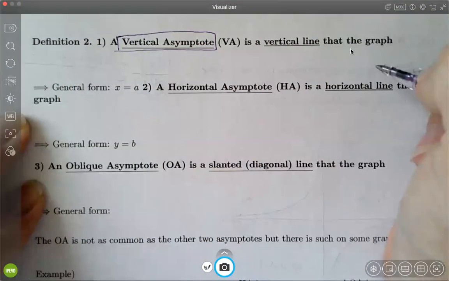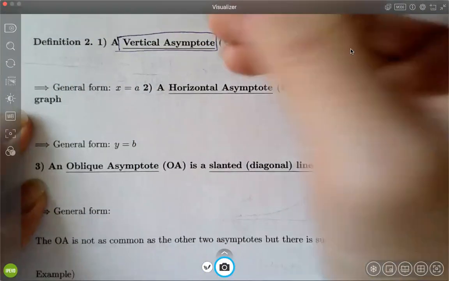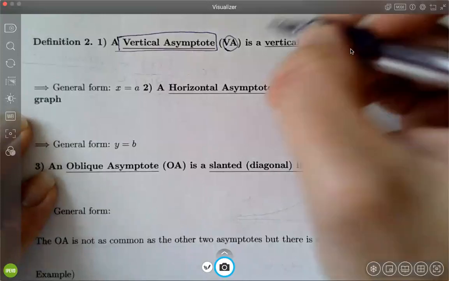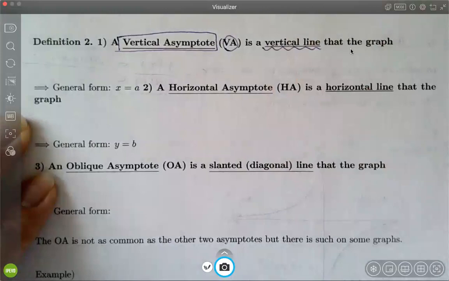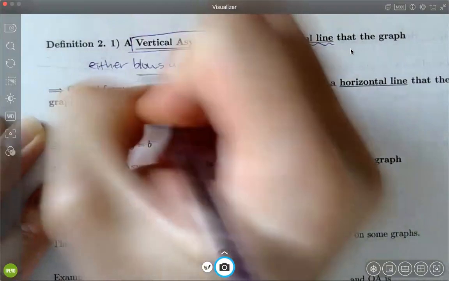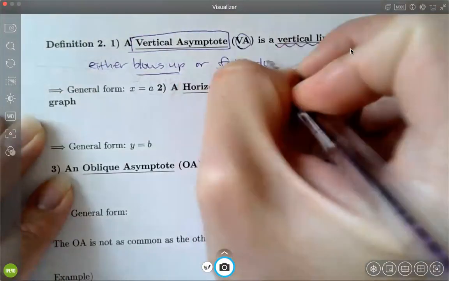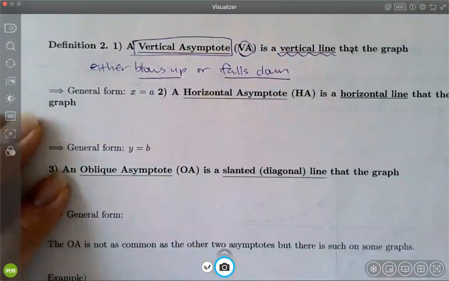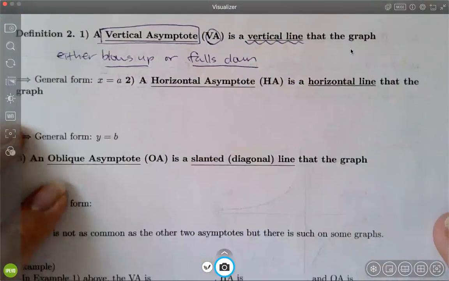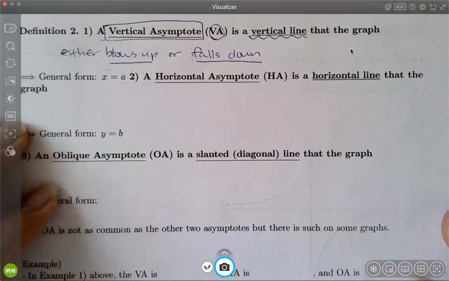For the abbreviation, which is adopted by me actually, I always use VA for the vertical asymptote. The vertical asymptote is a vertical line such that the graph either blows up or falls down. So the graph has to blow up or fall down for the vertical asymptote.